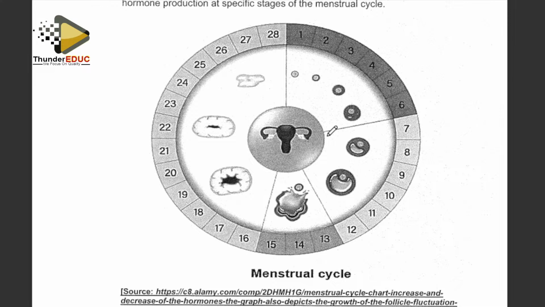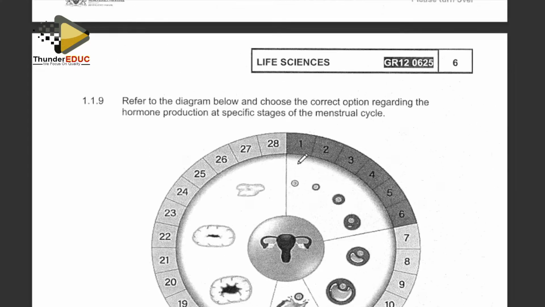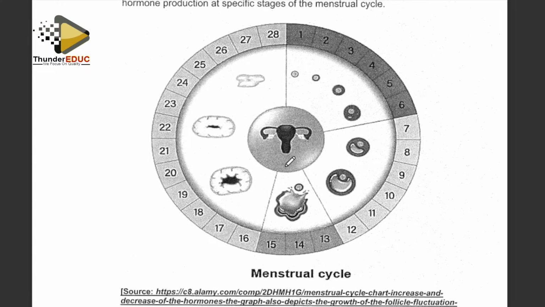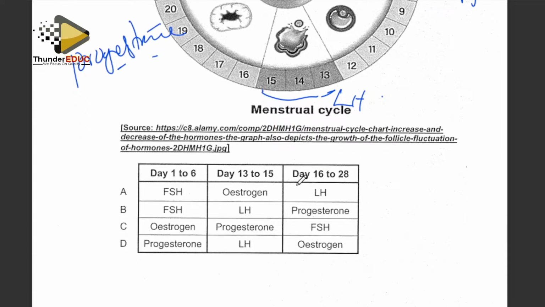So now we go to the menstrual cycle. What are they talking about on the menstrual cycle? They're saying, refer to the diagram below and choose the correct option regarding the hormone production at the specific stage of the menstrual cycle. All right, so remember that from stage 1 we find FSH being produced too much. This stage we find estrogen being produced too much. This stage we find LH being produced too much. Here we find progesterone being produced too much.